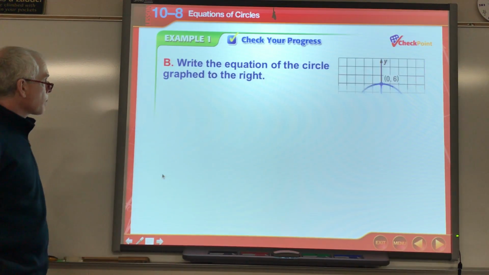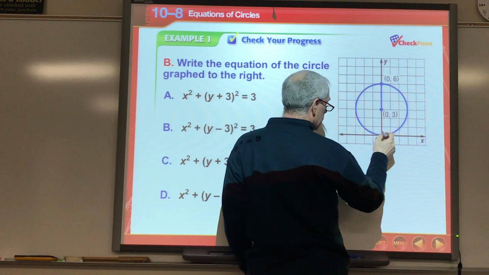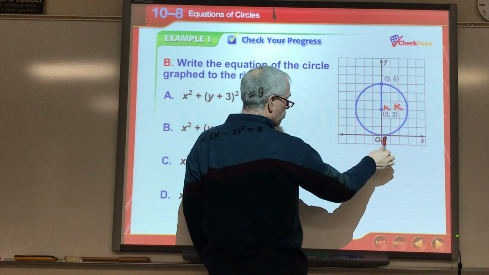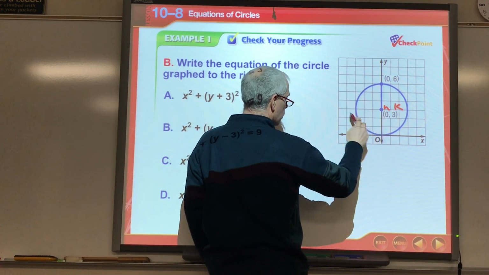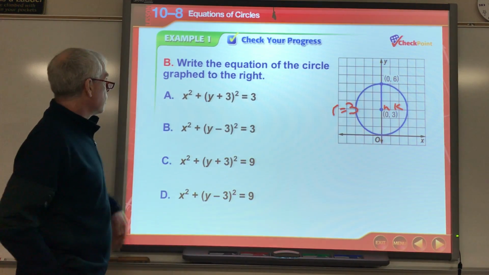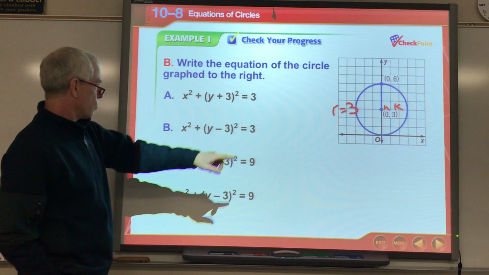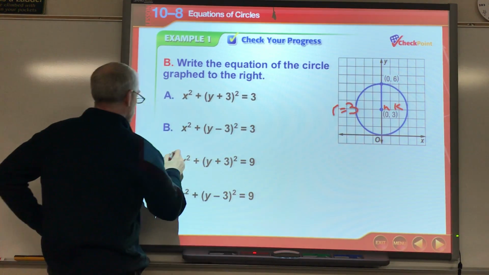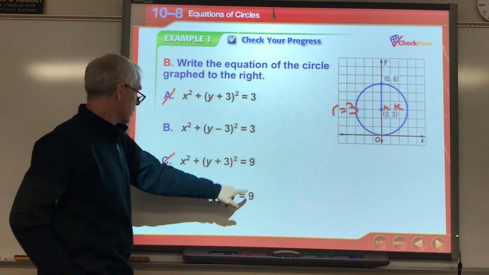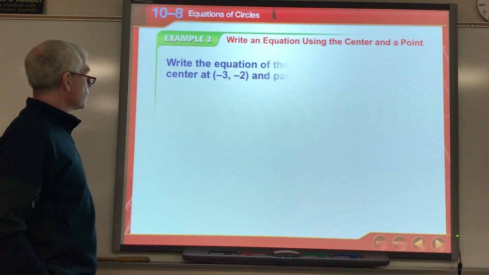Okay? How about from a picture? So the first thing we need to locate is the center. Okay, centered at (0, 3), so this is your h, this is your k. Okay, and your radius from (0, 3) to the edge, it looks like your r here is 3. Well, (x minus 0) squared, that's just going to be x squared. (y minus 3) squared, so this plus 3 isn't going to work. And then 3 squared, which is 9, so it's not this one, it's going to be D. Okay? Pretty straightforward. I think you guys are going to have no issues with this.